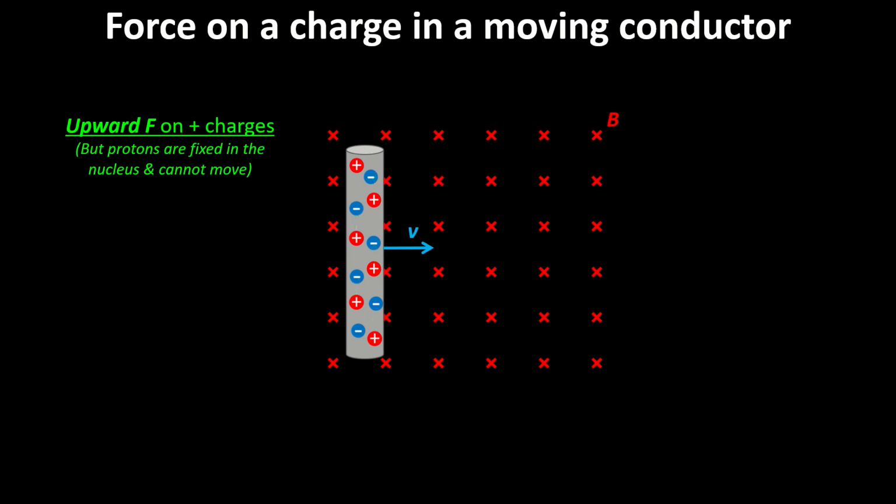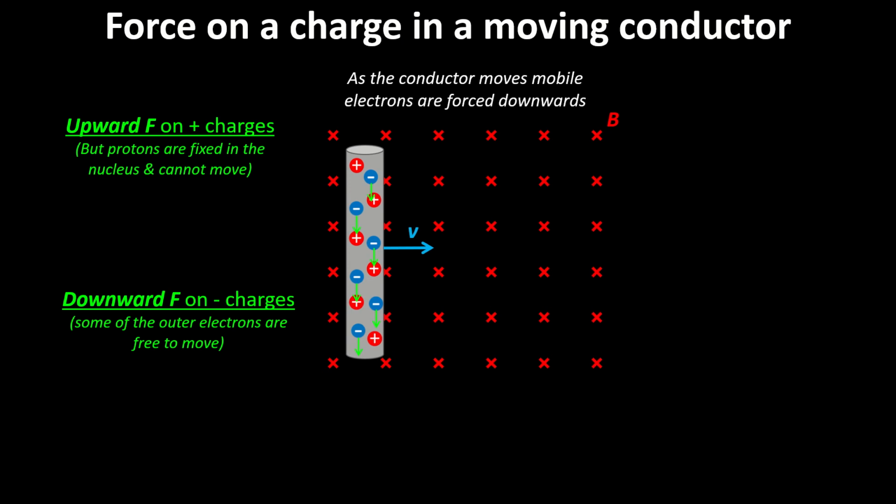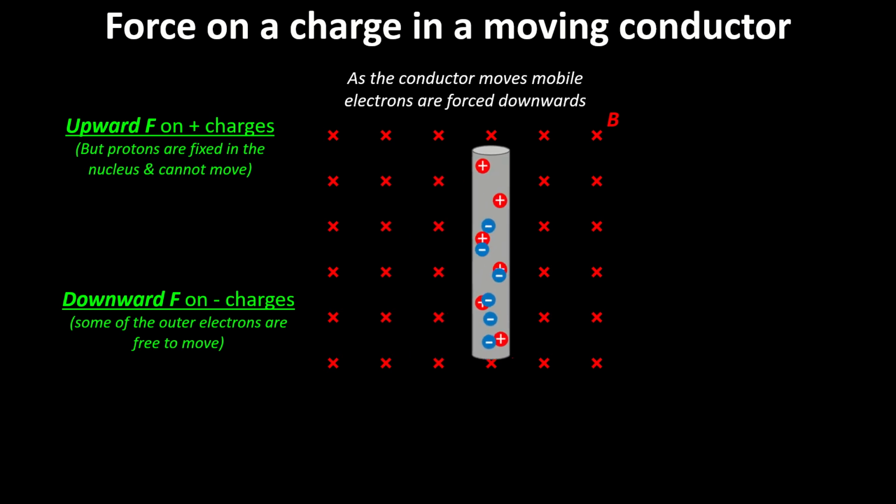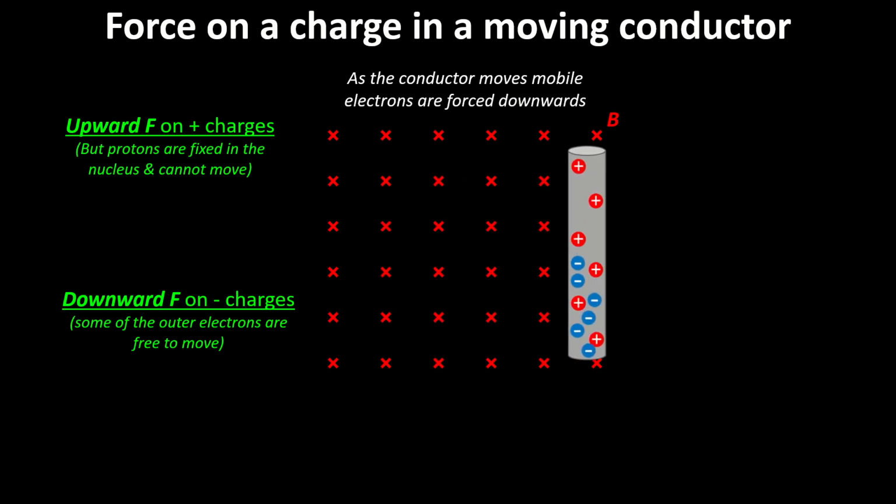However, the negative charges, if we do the same right-hand rule, they've got the opposite charge. They will experience a force in the opposite direction. They experience a downward force. And some of the outer electrons are free to move, particularly in a metal. So as the conductor moves, the mobile electrons are forced downwards. So we get a motion of electrons towards one end of the conductor.